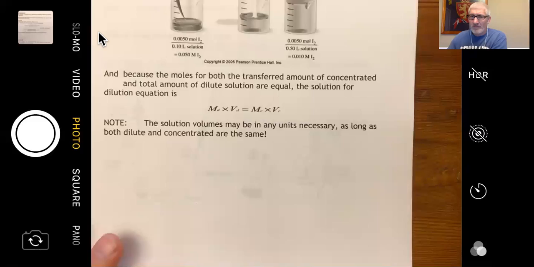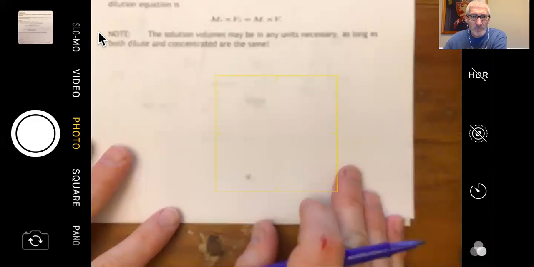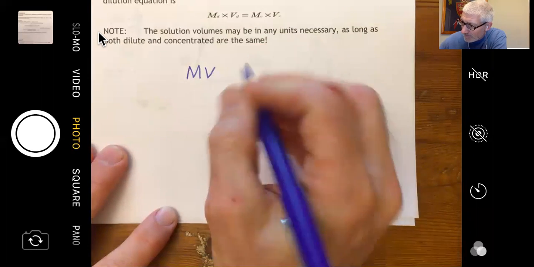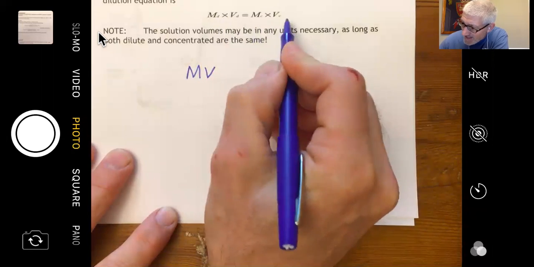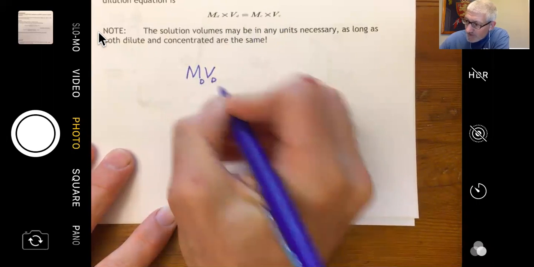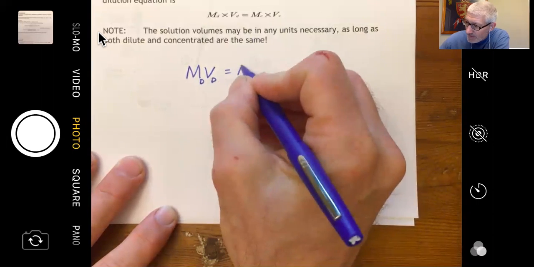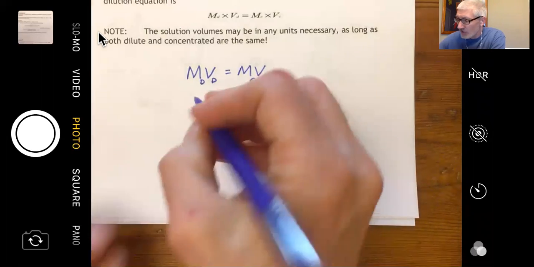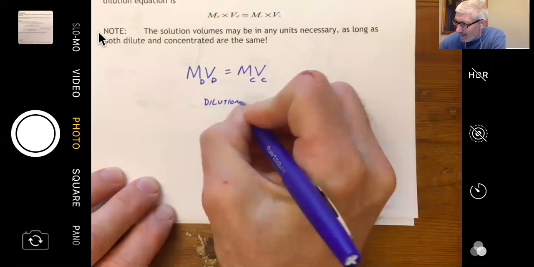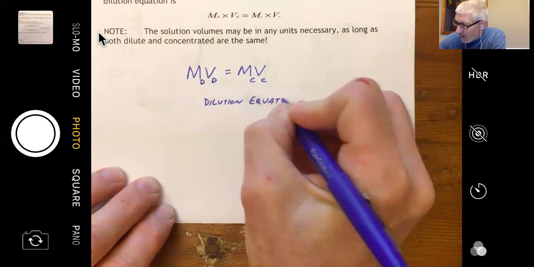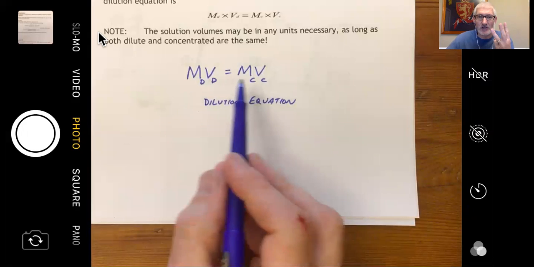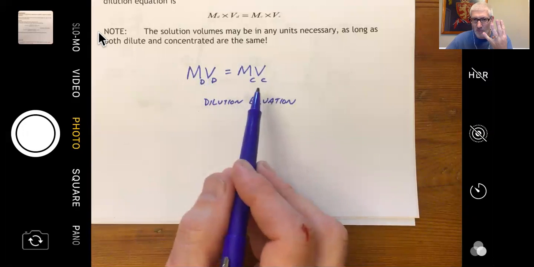So if I take the molarity times the volume, and this is using D's and C's, D standing for dilute, M times V for concentrated, this is what we call the dilution equation. If I ever want to figure out how much water was added, you're going to have a problem with three pieces of this equation and you're going to solve for that fourth, missing piece.